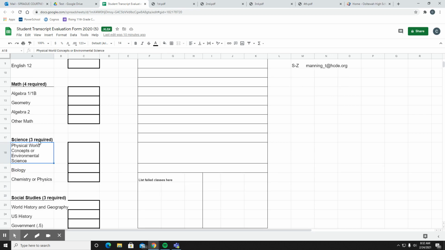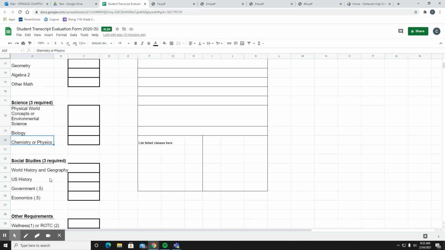For science, there are 3 sciences required: Biology, either chemistry or physics, and then 1 other science. So most Ottawa High School students have either physical world concepts or environmental science, but some might have others, including scientific research. You might have biology, chemistry, and physics. You might have come from a different school and have completely different science, but you have to have biology and then either chemistry or physics and then another science.